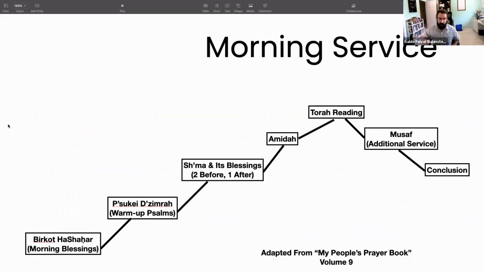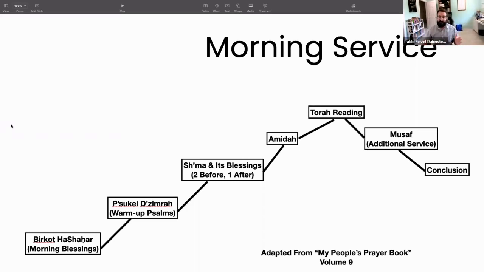Every service is going to follow roughly the same structure. Now, I recreated this chart, I adapted it from a book series called My People's Prayer Book, Volume 9. My People's Prayer Book is an amazing series of books. If you're fascinated by where prayer comes from and what's going on with it, it's a 10-book series that goes over literally everything you could possibly ever need to know about our regular prayers, except it doesn't cover the high holidays. But it does cover our weekday and Shabbat stuff. It's really, really great. My People's Prayer Book.